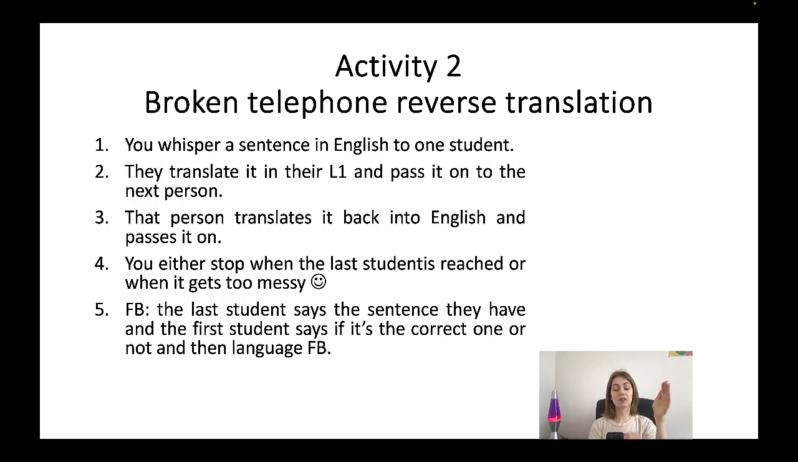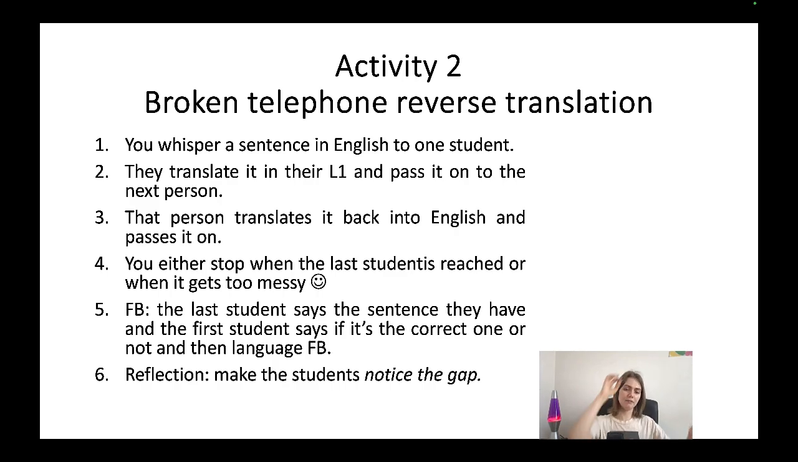So you compare how they were different, why they were different, did it affect the meaning, was the grammar all right? So you do a normal language feedback situation from there. And then obviously some reflection after you've addressed that. You make them notice the gap, because whatever they produced, it's been through so many rounds of change and alteration that sometimes it gets lost in translation. So kind of addressing why it wasn't basically the same original sentence, and pointing out what could have been done differently, what could have been translated in a different way, so that it would be a more natural sentence, basically.